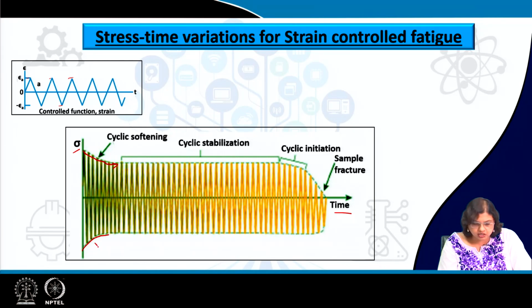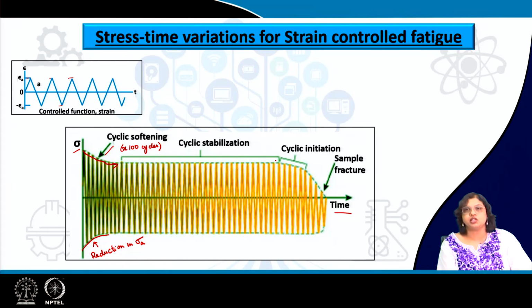So, because of this reduction in the stress level, this reduction in stress or stress amplitude is seen for both the tension and the compression part. That is why it is termed cyclic softening, but this happens only up to a certain number of cycles, typically some 100 cycles. So, let us name this as x 100 cycles. And after that it attains a stabilized condition when there is no change in the stress output. That is what is expected, right.